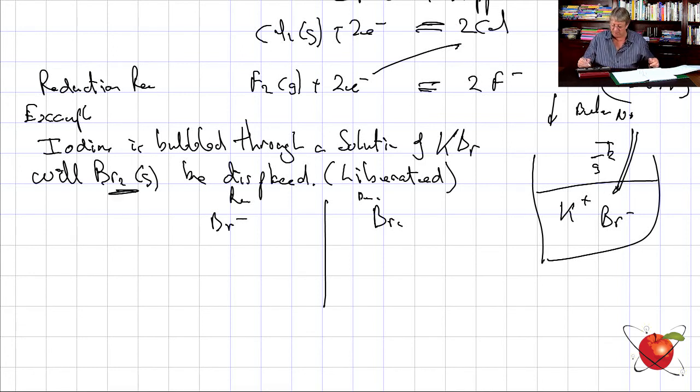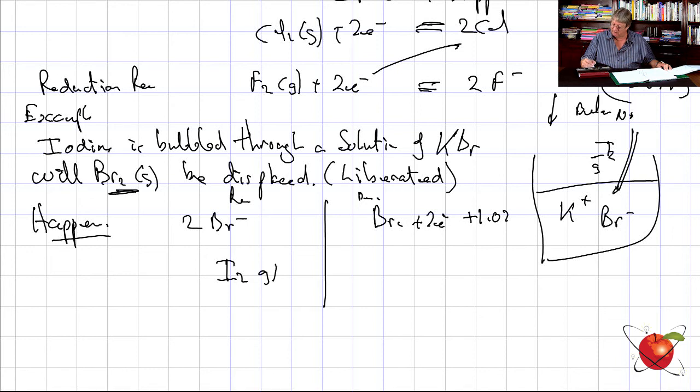So I look on my table and I find the Br one, and the Br is at plus 1.07. I write it down. And I can see the Br one, in this case I'm saying 2Br minus going to Br2 plus 2 electrons. That's what I'm asking to happen. This must happen like that.